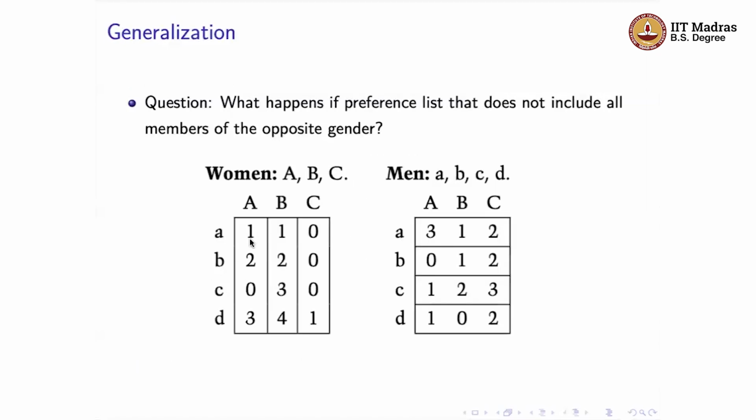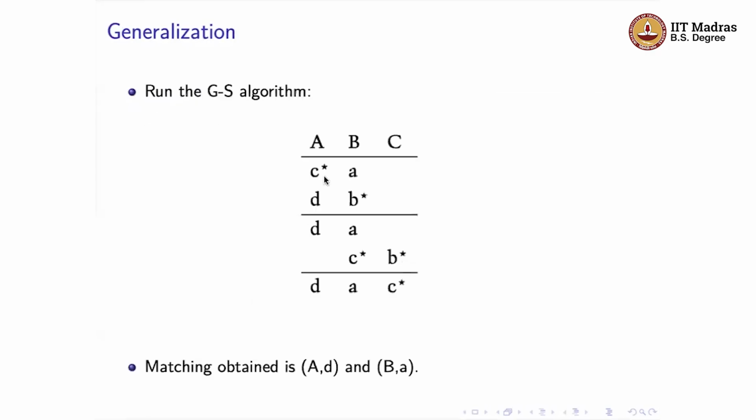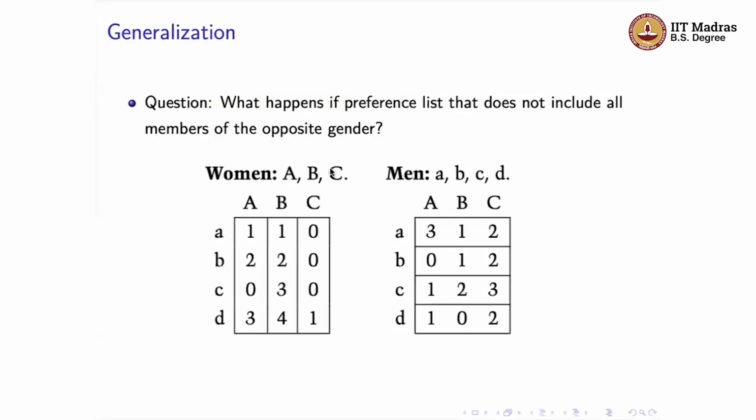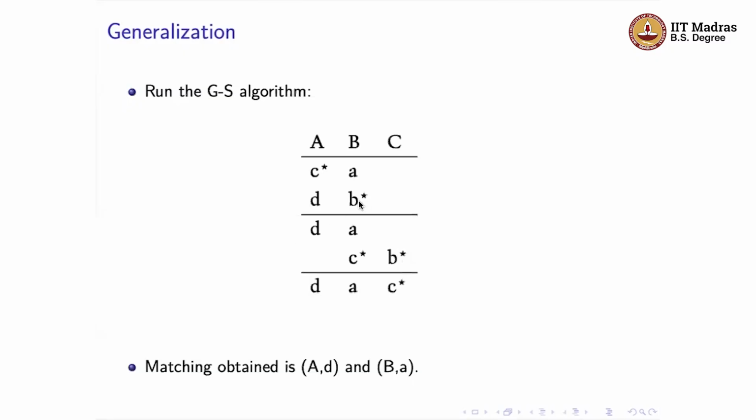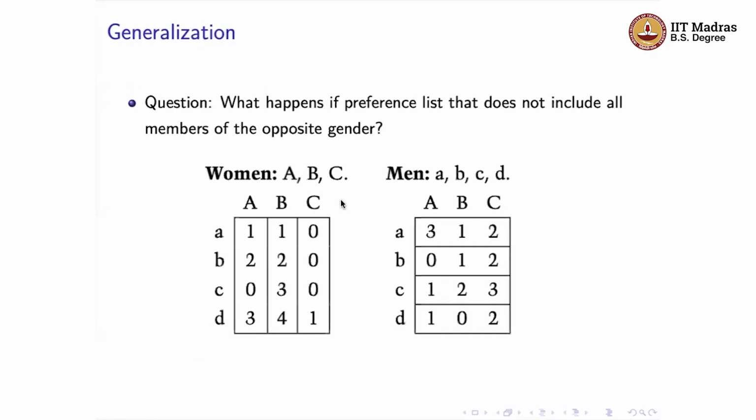Let's look at, among C and D, which one Miss A prefers. If we go to Miss A's preferences, she prefers D, so she rejects C. Remember, she would rather be single than be matched with Mr. C. So C is rejected. And from Miss B's perspective, between A and B, she prefers A, so B's proposal is rejected. So we have 2 people, B and C, who have to make proposals in the next round. So B makes a proposal to Miss C, and C makes a proposal to Miss B.